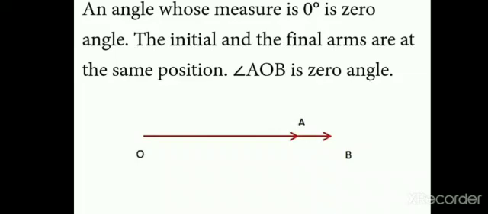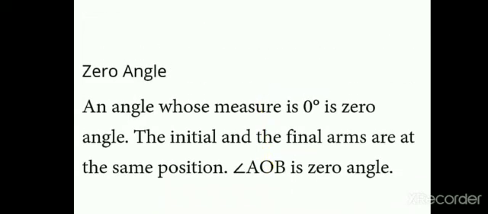Therefore, the angle of OA with reference to OB is 0 degree. That's why we call it a zero angle. An angle whose measurement is 0 degree is a zero angle. The initial and the final arms are at the same position. Angle AOB is a zero angle.